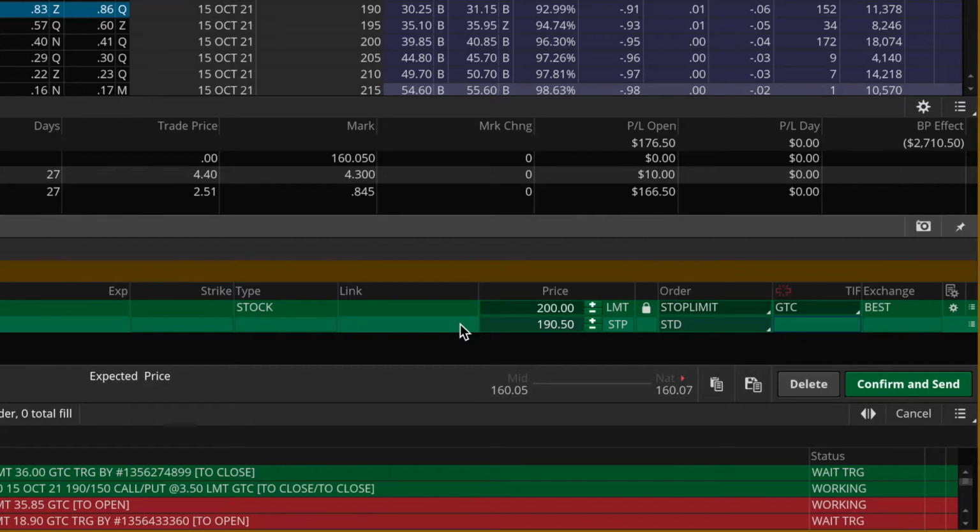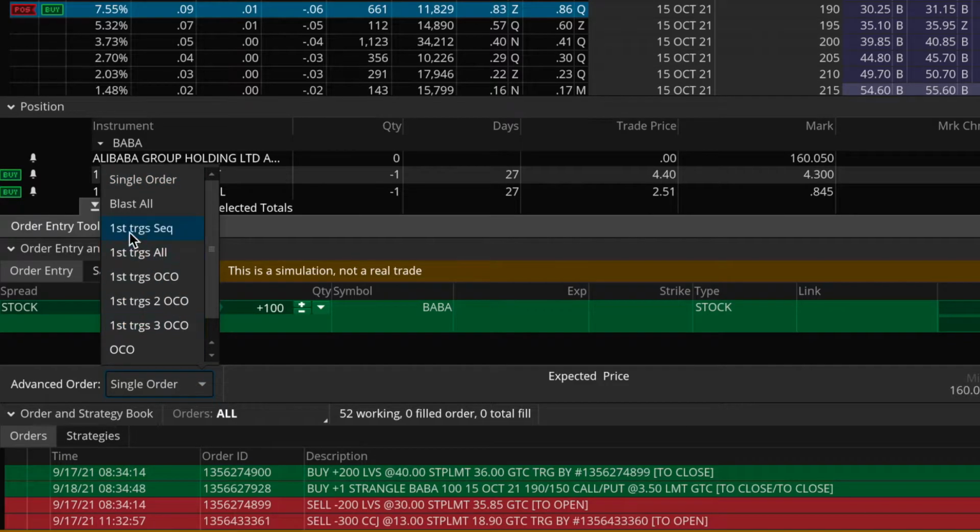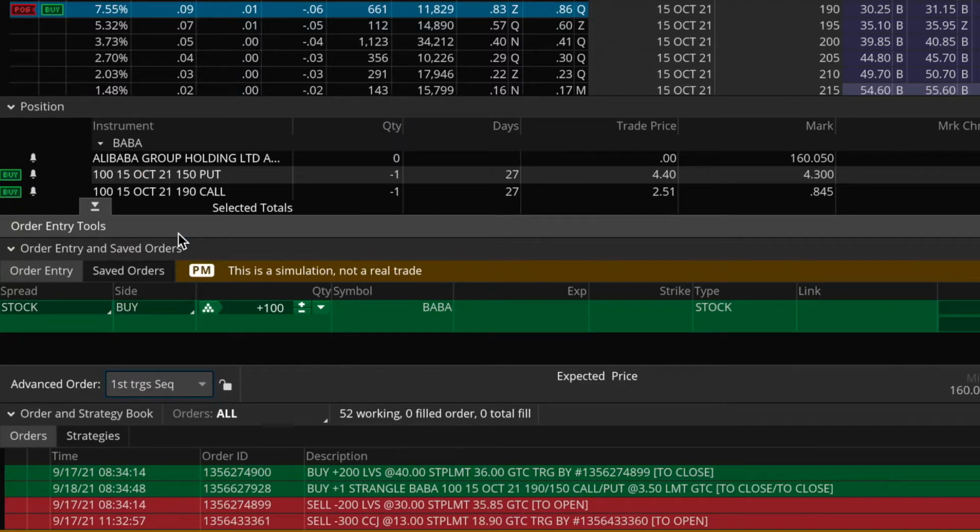But going back to my earlier explanation, what happens if the stock does actually reverse? Well, to accommodate for that situation, I can go down here under the advanced order type option. Right now, it's just a single order, just this one stop limit order, but I can change this and make it a first trigger sequential order. Now, what does this mean?